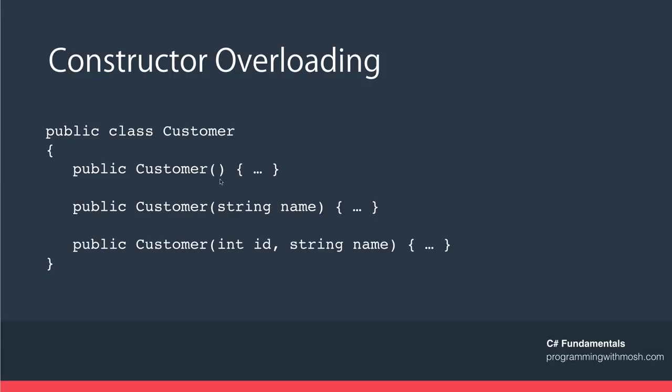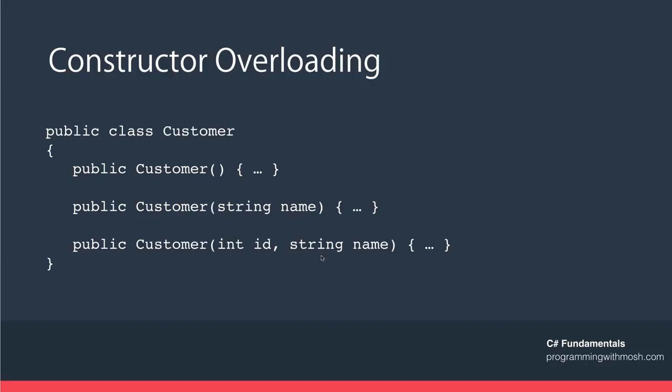So the first one takes no parameters. The second one takes one parameter of type string. The third one takes one integer and one string as parameter. Note that the names here do not matter, but the data types for the parameters and the order of them is important. So we cannot have 2 constructors with the exact same signature.